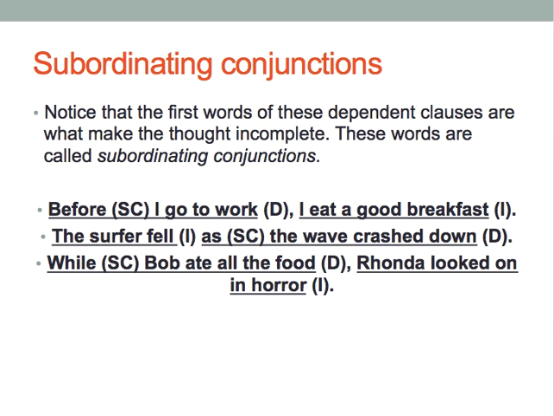You may notice that the first words of each of those dependent clauses are the part that make them dependent. They're the part that prevent them from completing a whole thought. So these words are called subordinating conjunctions. Those are words that make a clause dependent to another one. So they are what make the clause subordinate to another clause. So before I go to work, before is the subordinating conjunction. The surfer fell as the wave crashed down, as is the subordinating conjunction. And while is a subordinating conjunction.